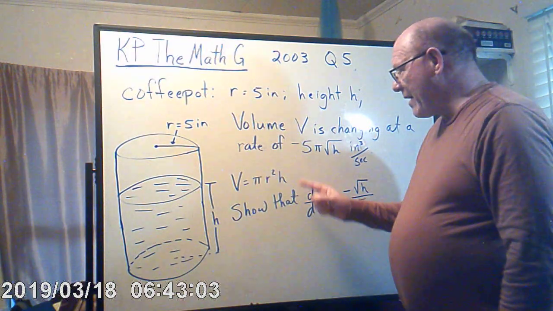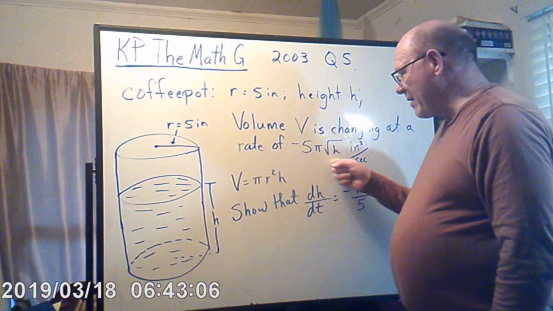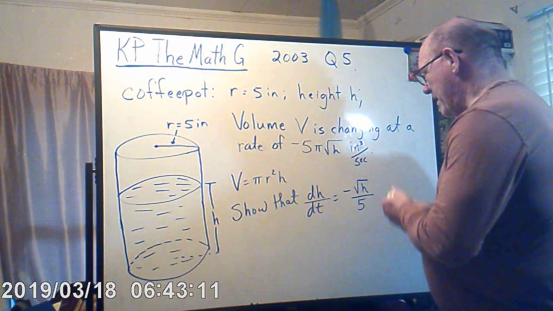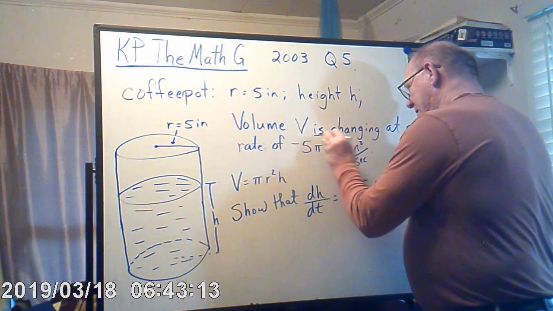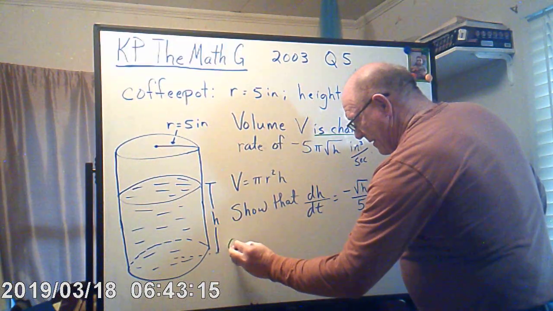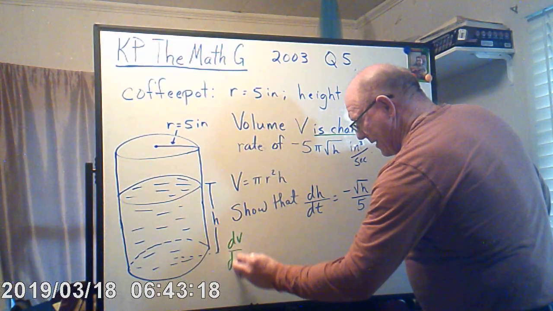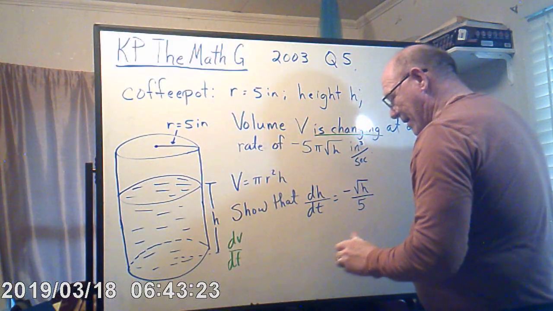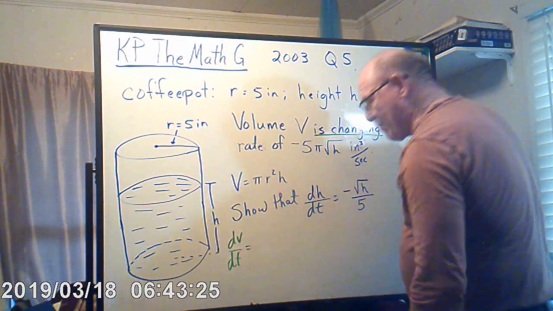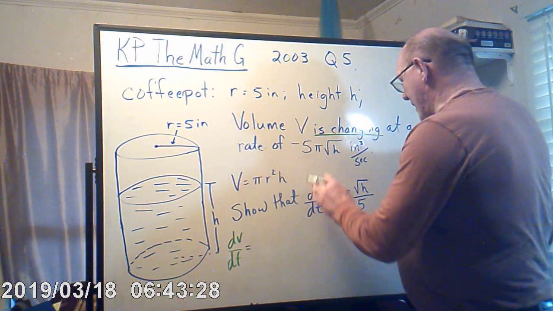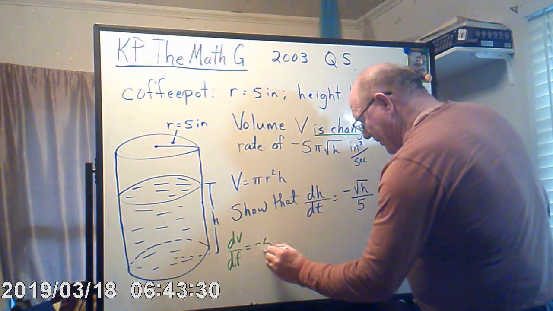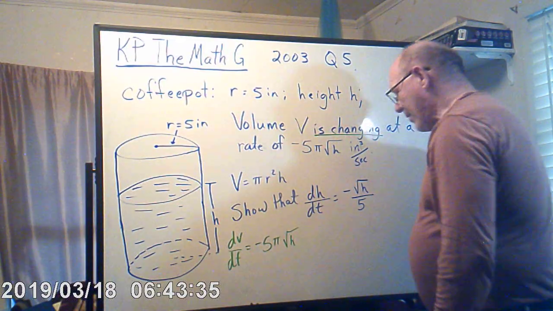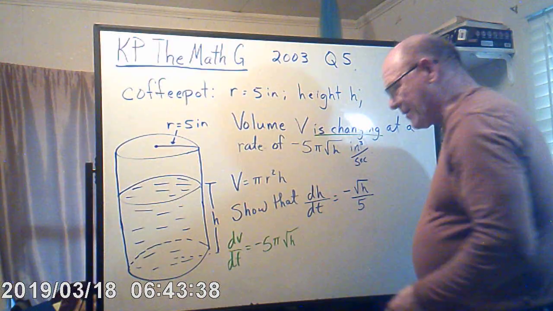what we have to realize is this is not the volume here. This is the volume is changing. Is changing means that this is dV over dt. This is not V. V is changing. Okay, well, if it's changing, it's dV over dt. And it's at a rate. Now, this is -5 pi square root of h. Alright, I'm not going to worry about the units at this point.